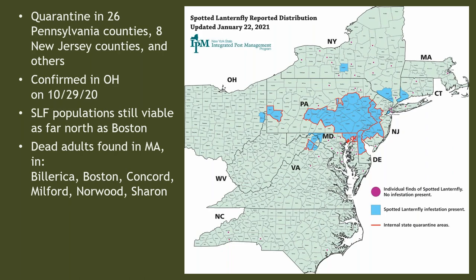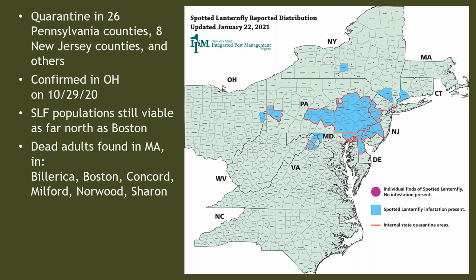A potted poinsettia plant that was sent from a greenhouse or a garden center in the quarantine in Pennsylvania got sent up to Boston. The adult was already dead at the time, but that was our first find of lanternfly in Massachusetts. So we put out an alert to let people know that it is possible for this insect to get here. And then in 2020, we had a lot more finds.